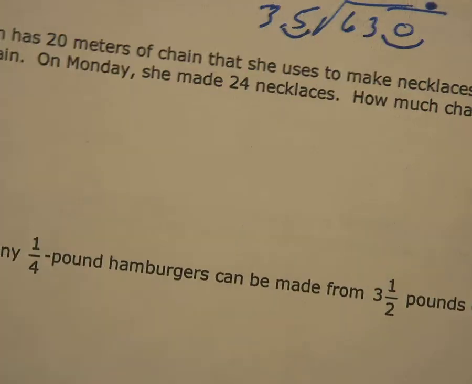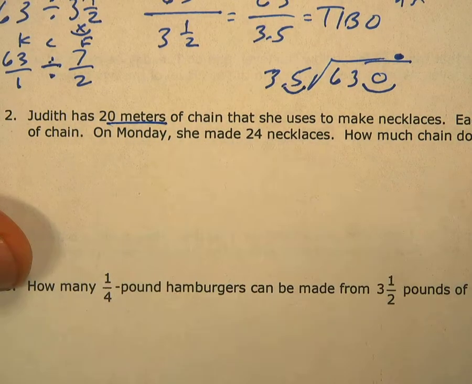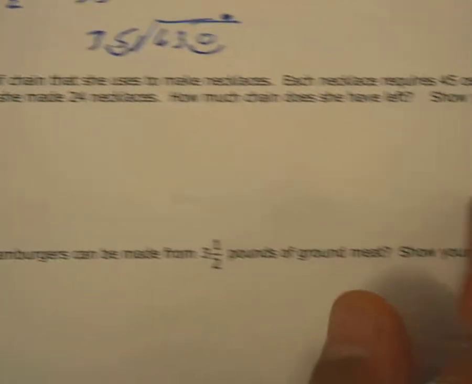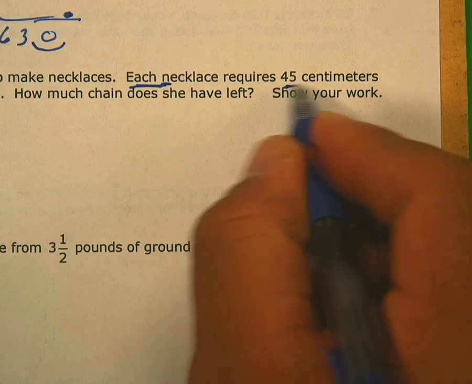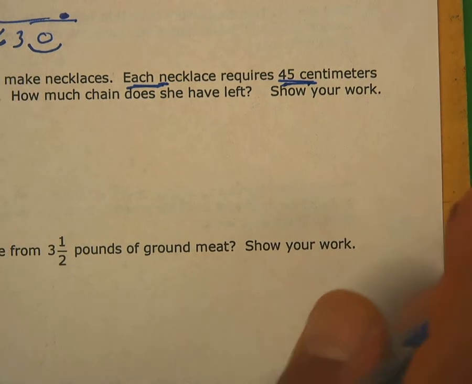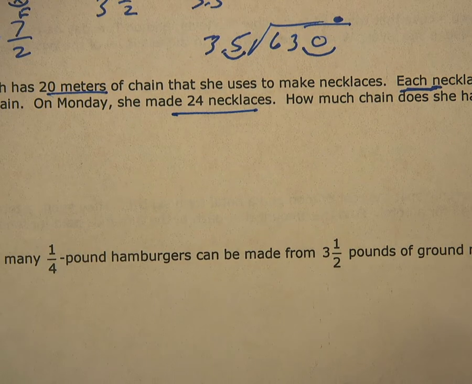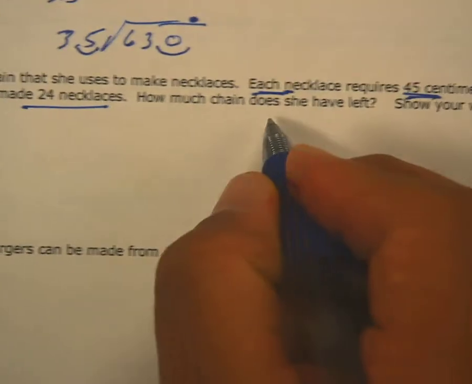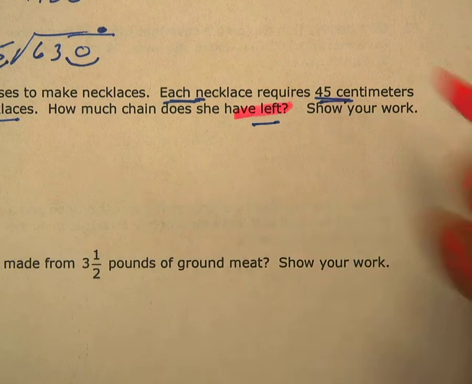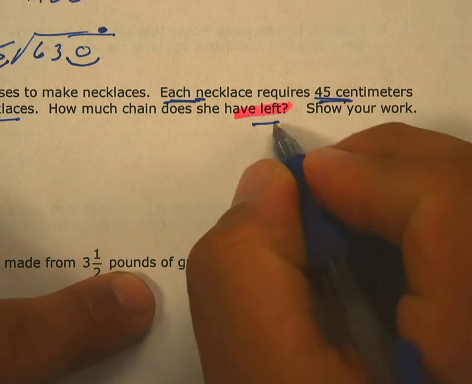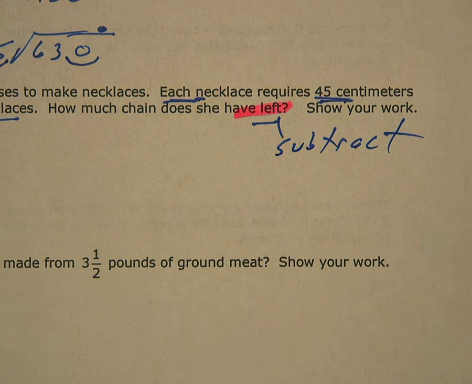Number 2. Judith has 20 meters of chain to make necklaces. Each necklace, look, it says each one, cada uno, requires 45 centimeters. Okay, 45 centimeters for each one. On Monday, she made 24 necklaces. On Monday. And so how much chain does she have left? This word there, left, usually means subtraction. So then I know that I might have to subtract to get the answer.